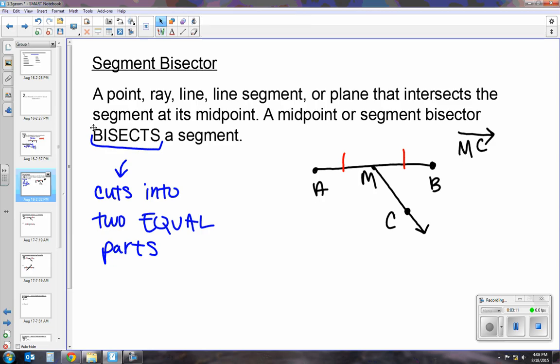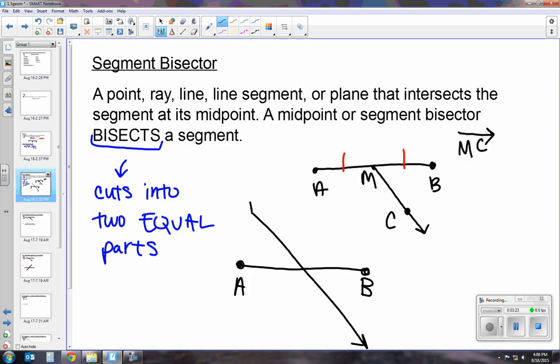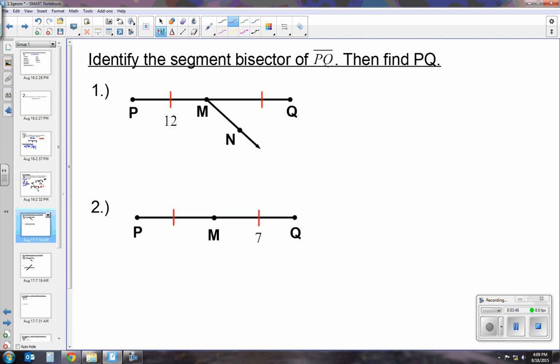Okay, we can also have a line that bisects the segment. Let's draw that. And I can draw a line straight through the middle. Just put like a little cursive L there. So we can say that line L is a segment bisector, and so we can put our congruency lines on there so AM and MB are equal or congruent. So let's use this and practice some problems using segment bisector.